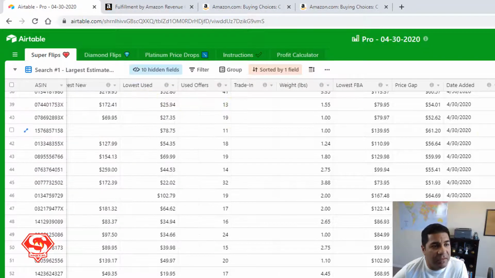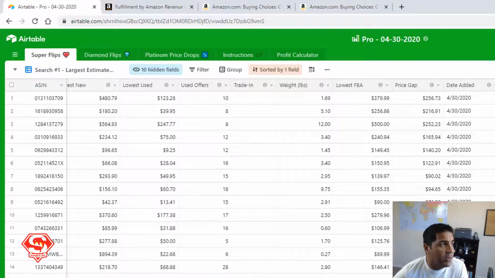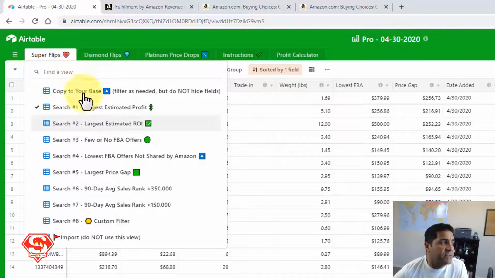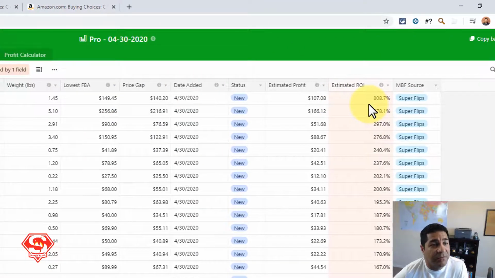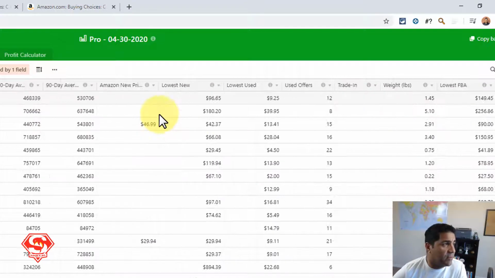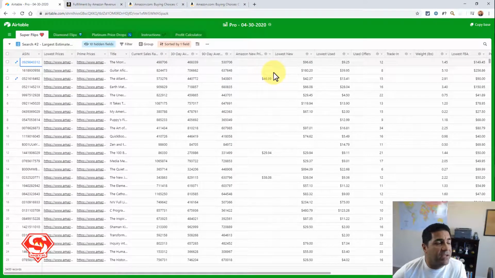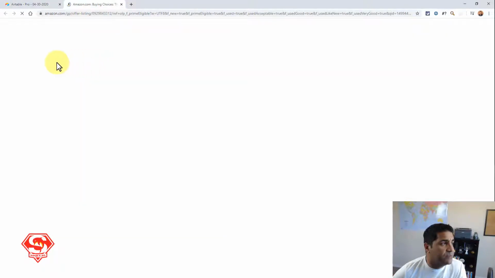So we know some of these are expensive when we go by largest profit. Let's go by largest estimated ROI. So it's one click, and you can see there's an 800% ROI on this one particular book. It's probably gone or something's going on. That is very, very high. Usually we don't find books with that great of a profit and ROI, but you never know.